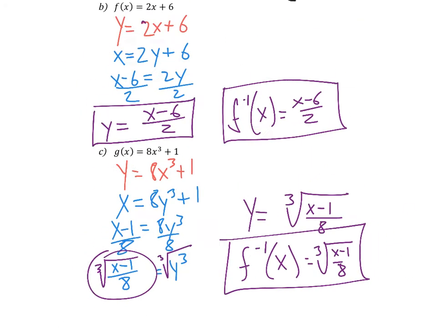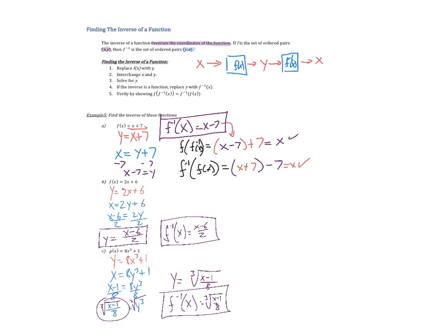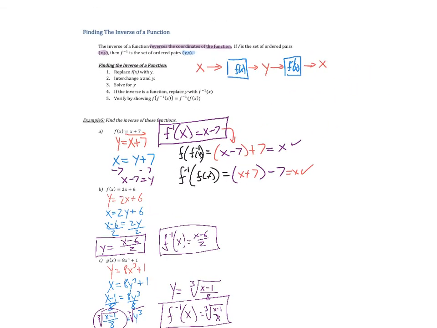All right. So that's how we find an inverse. There's our steps. We replace f of x with y, swap the x and the y, solve for y, and then that's your inverse.